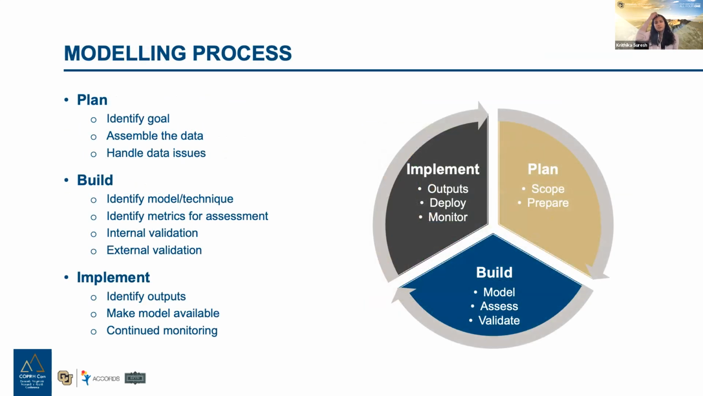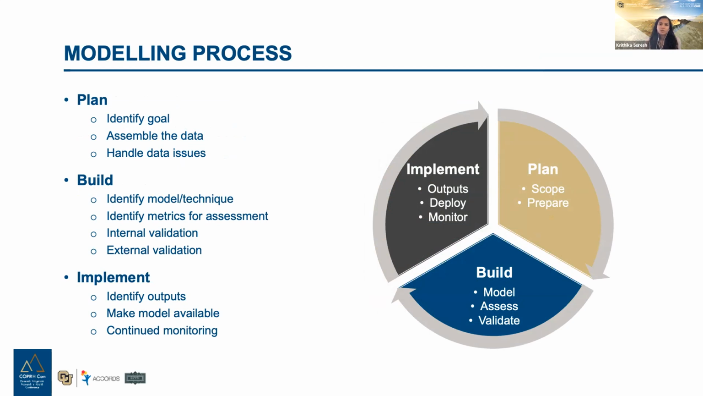Getting started, this is a very general framework for developing a prediction model. There are three main stages identified here: plan, build, and implement. In my experience, both the statistician and the clinician are very involved in all of these three stages. In the planning stage, we want to identify the goals. What is the purpose of our prediction model? We also want to start talking about the data. We want to be able to assemble the data and talk about any issues that exist with it.